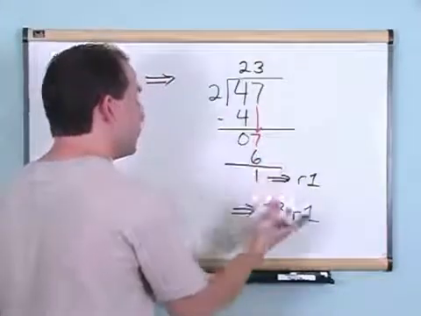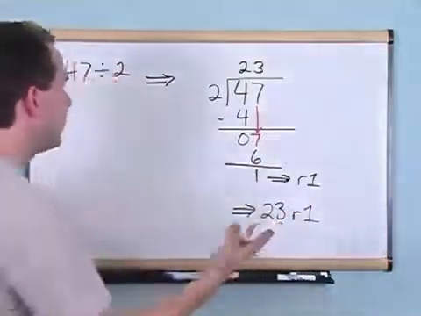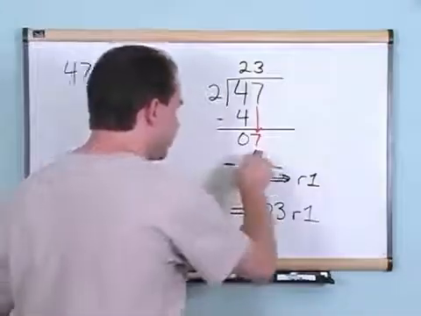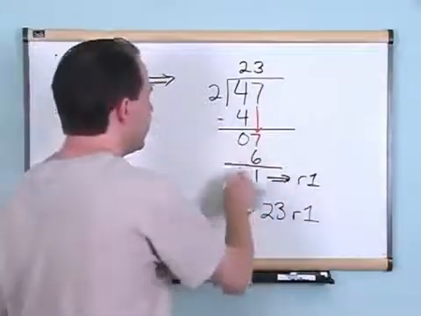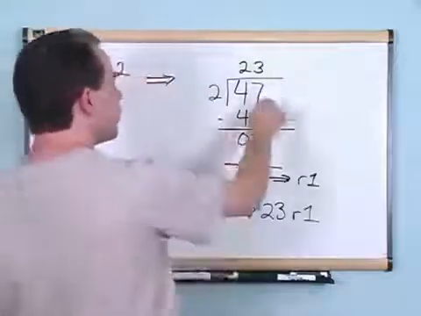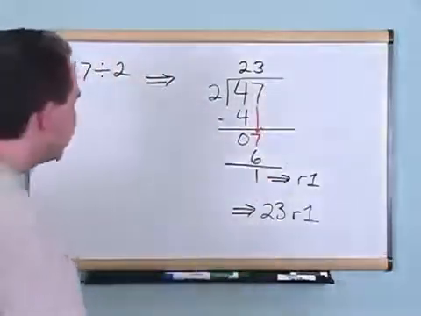2 times 3 is 6, which is pretty close to 7, but not too much. So 2 times 3 gave us 6. You subtract again. Again, we cannot divide 2 into 1, and there's no more numbers to drag down, so you're done. You can't do any more.